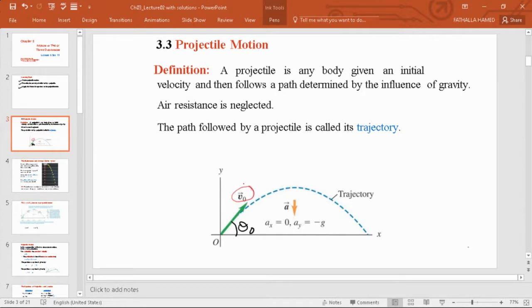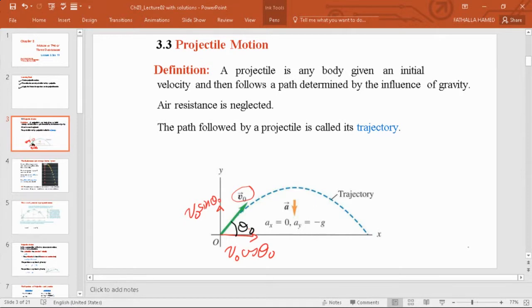Now, as we did in chapter number 1, you can take component of this vector. So this vector here will have an x component, which is v naught cosine theta naught, and it will have a y component, which is v naught sine theta naught. Now we say theta naught here, or theta 0, that's at t is equal to 0.